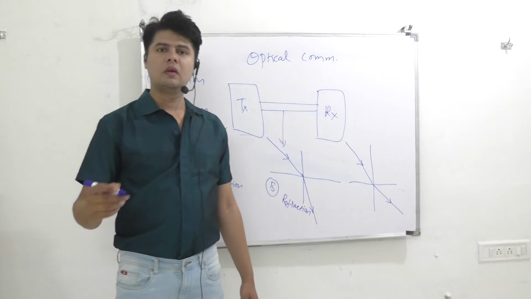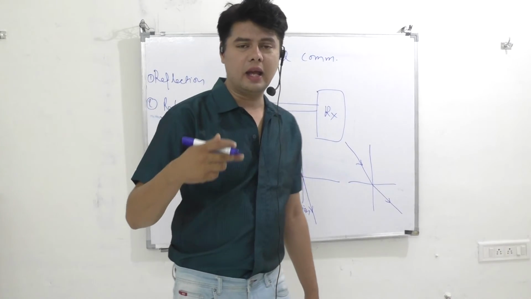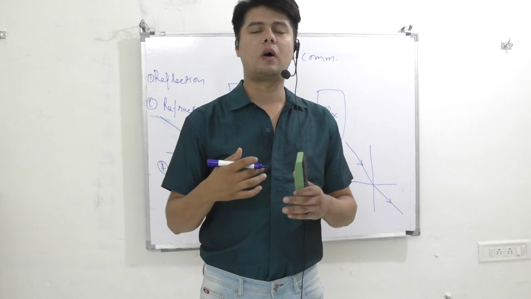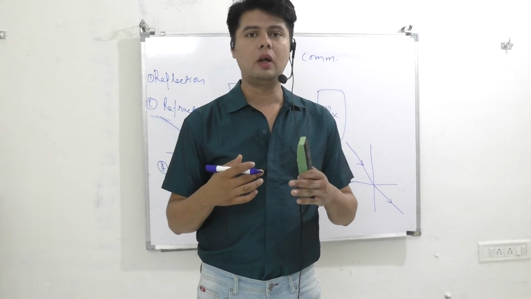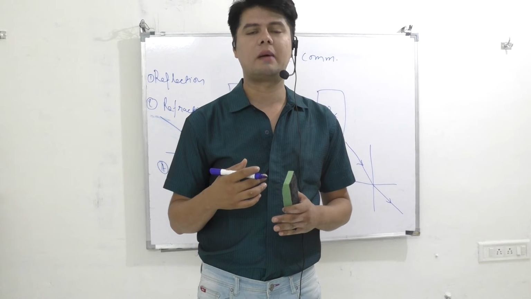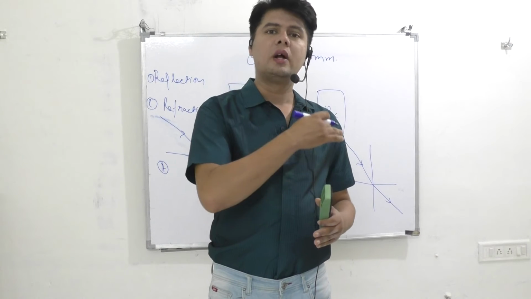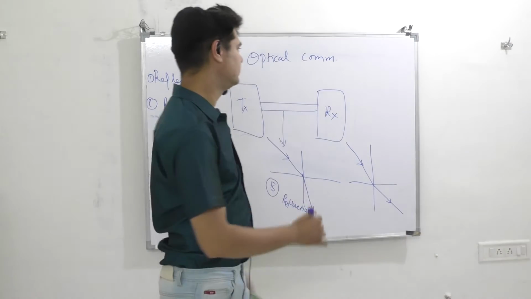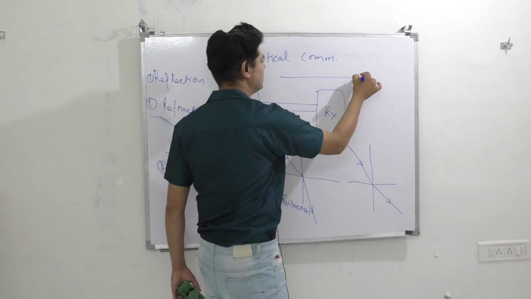If the question arises, what happens if there is no object or obstacle on the path of the optical light? It will travel in a straight path, just like this.